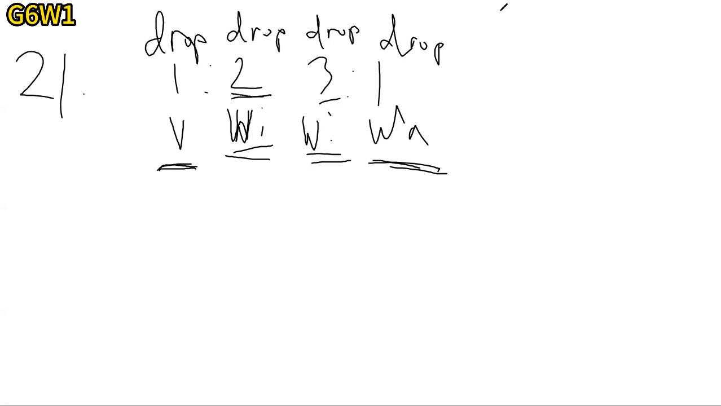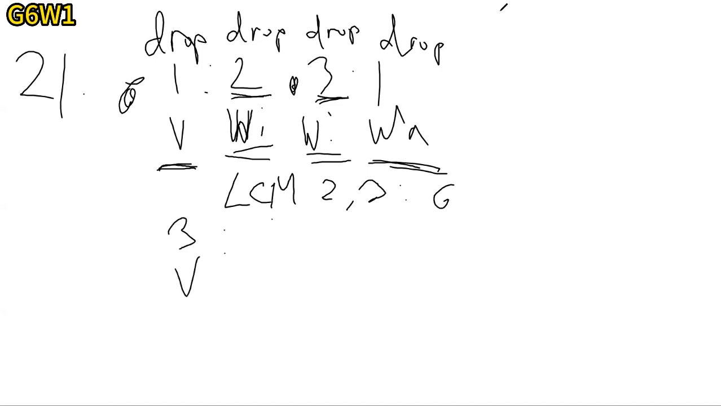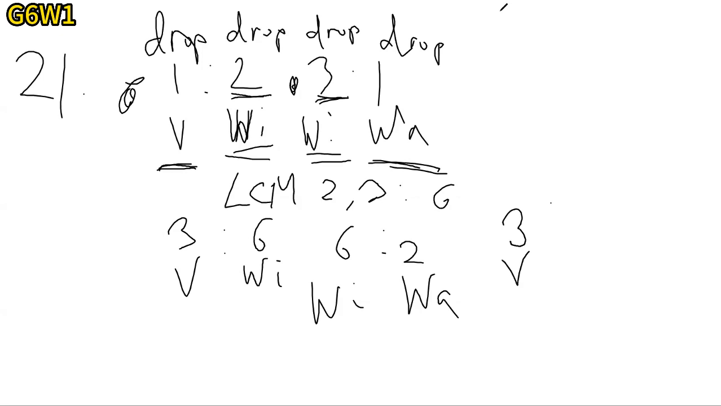So let's see, 2 and 3, we need to find a common multiple. The least common multiple of 2 and 3 is 6. So we know that for every 1 drop of vinegar, there are 2 drops of wine. If we triple that, we have every 3 drops of vinegar to every 6 drops of wine. And we can do the same thing here. It's a 6:2 ratio. And now we can write them together. For every 3 drops of vinegar, there are 6 drops of wine, and there are 2 drops of water.